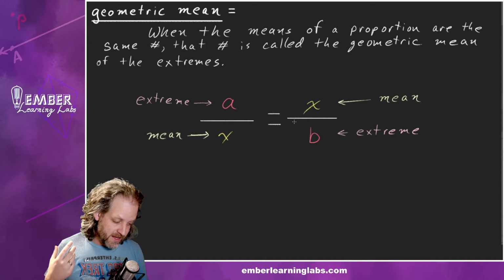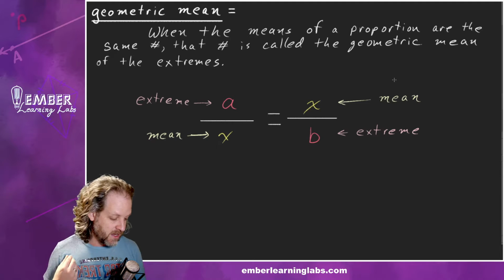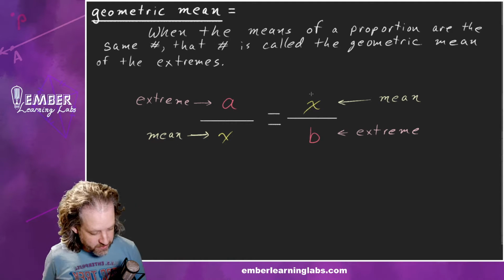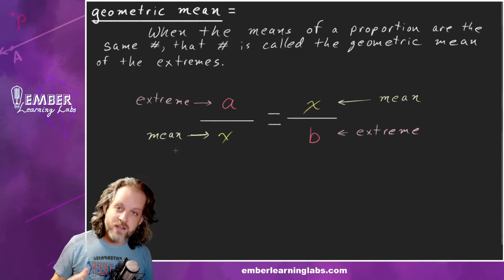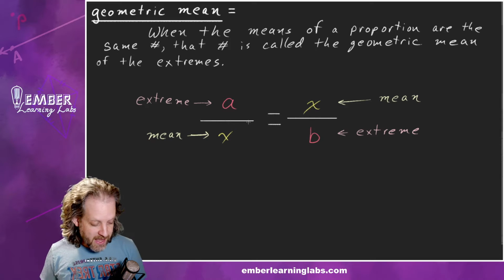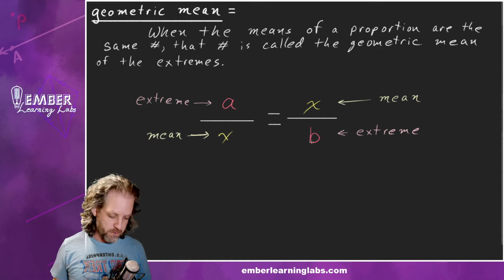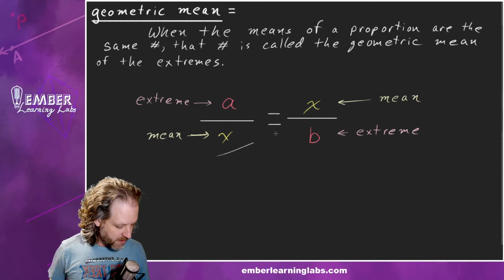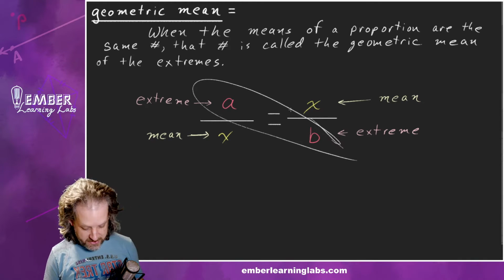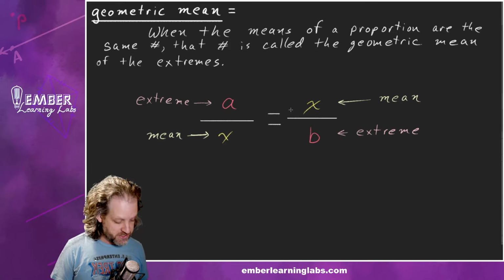ways. The first way is when the means of a proportion are the same number. So you can see this x. When the means are the same, that number is called the geometric mean. So it's just the parts of a proportion. If it's the same number right here, if two numbers are proportional to the same number, then that same number is the geometric mean.